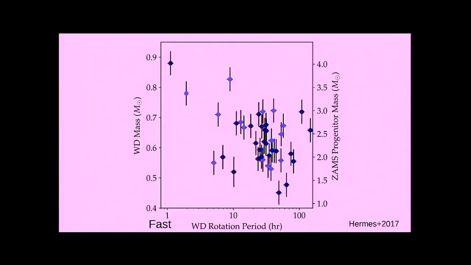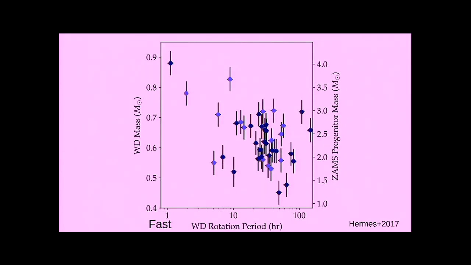The other thing people have been looking for is a mass dependence, because if this angular momentum transport is happening, it should happen on some time scale because of some physical process. And as you increase the masses of those stars, the time scales get shorter. For white dwarfs coming from progenitors of like 3 solar masses or below, which is most of what I've shown so far, there's almost no mass dependence in what you see in the white dwarf rotation periods.